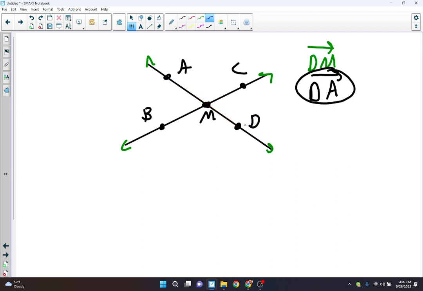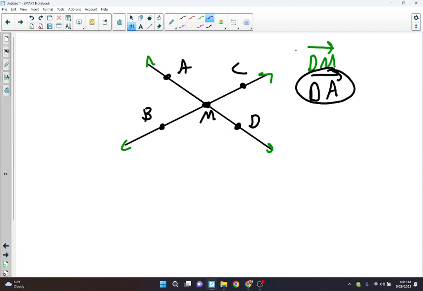Which is 2 endpoints, right? That's 2 endpoints. AD is 2 endpoints. Ray AD would be wrong because it's going the wrong direction. Right now, this is a ray because there's a little arrow on top. So you have to make sure you're going the correct direction.